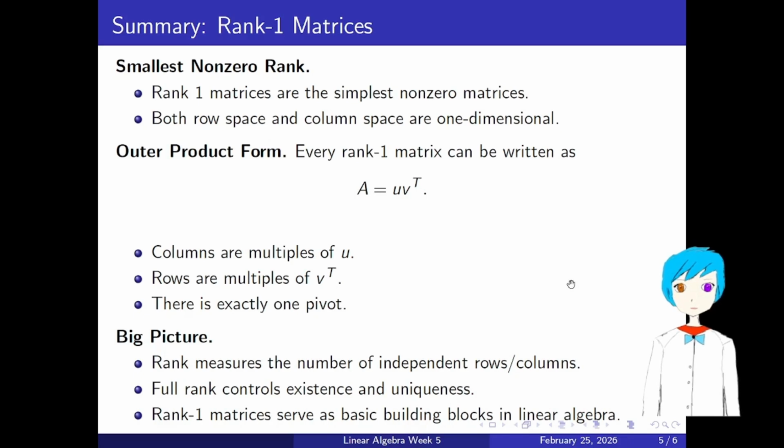Another special case is the rank 1 matrices. The rank 1 matrix has the smallest non-zero rank, and it can always be written in outer product form, basically the product of a column vector and a row vector. Columns are multiples of u and rows are multiples of another vector, the transpose of v. So there is exactly one pivot for the rank 1 matrix.